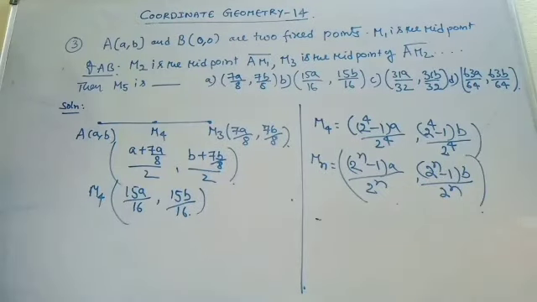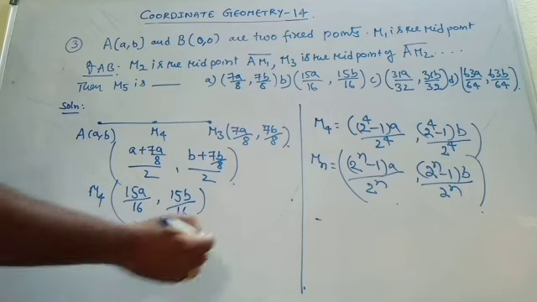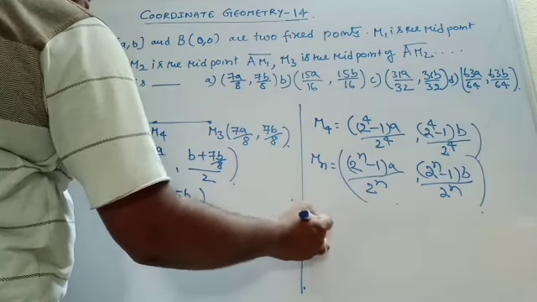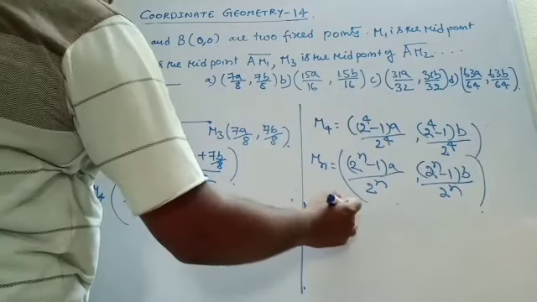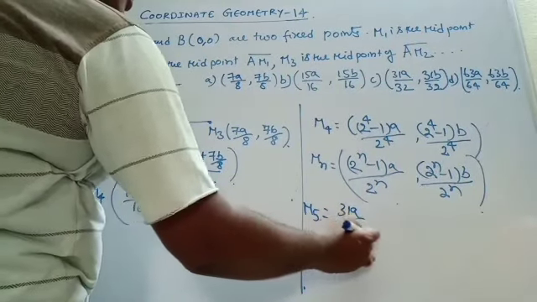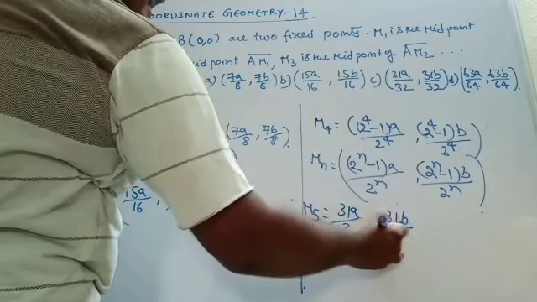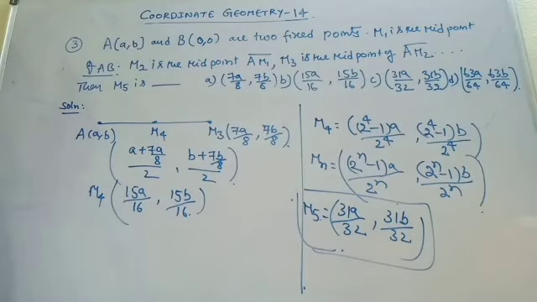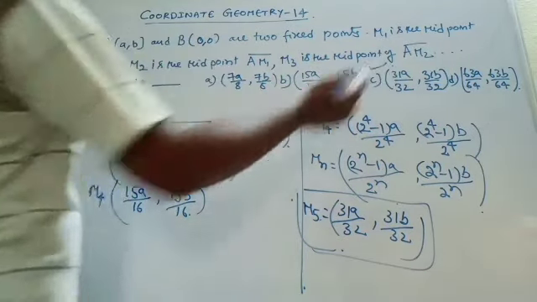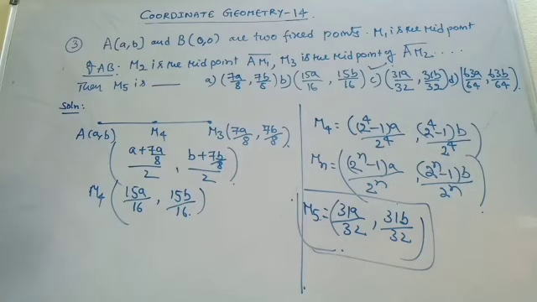Mn is this formula. By it you can easily guess that M5 is 2 power 5 minus 1, that is 31a by 32, comma 31b by 32. M5 is this. Wonderful. Therefore, option C is the correct answer. By this, we have got a generalized one, and from the generalized one, you can find M5, M6, M10, anything you can find. This problem looks very beautiful.